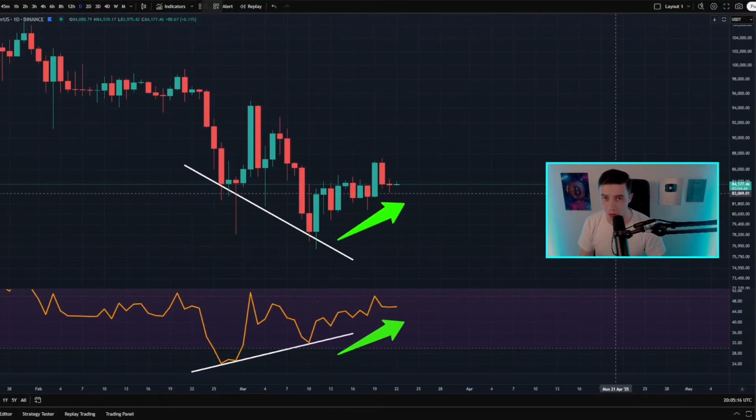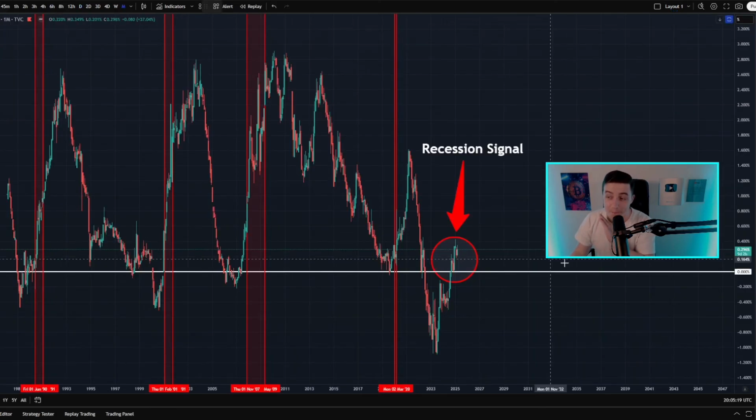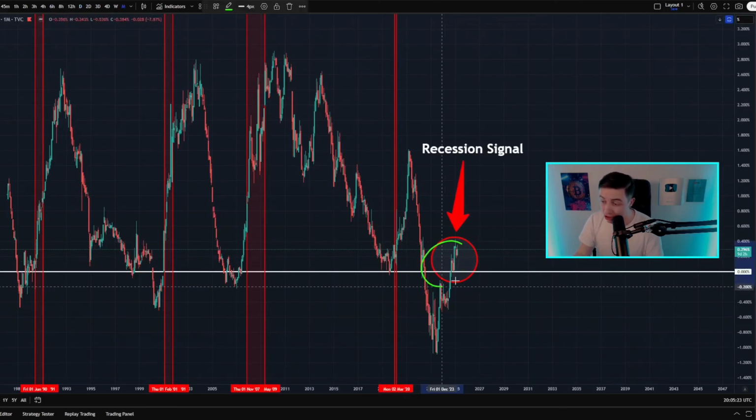My name is Josh, and right now, while Bitcoin is still playing out this bullish divergence, we are seeing a massive recession signal officially confirmed on this chart right here, which has predicted every single recession in the United States for the last 3 to 4 decades.